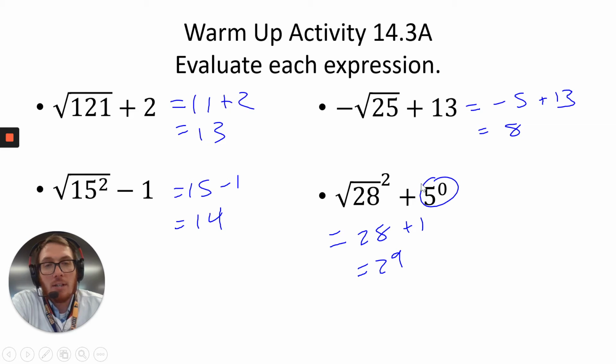One other side note, I circled this 5 to the 0 power. 5 to the 0 power is actually 1. Anything to the 0 power is 1. Just make a note of that off to the side somewhere. And so 28 plus 1 would be 29.